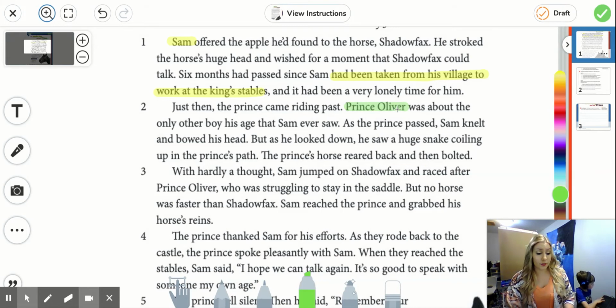So Prince Oliver was the only other boy his age. So we know that he's Sam's age. They're the same age.